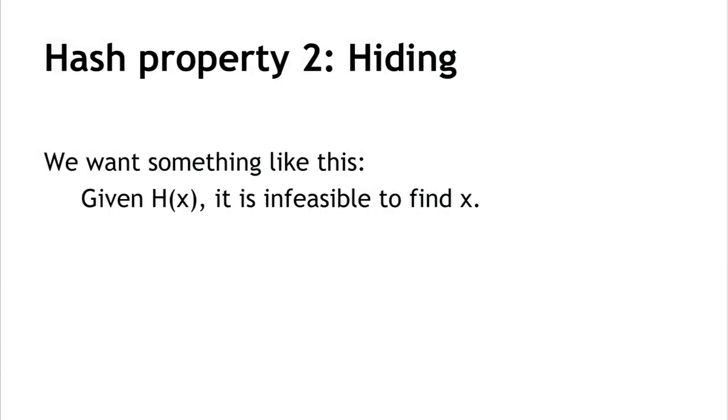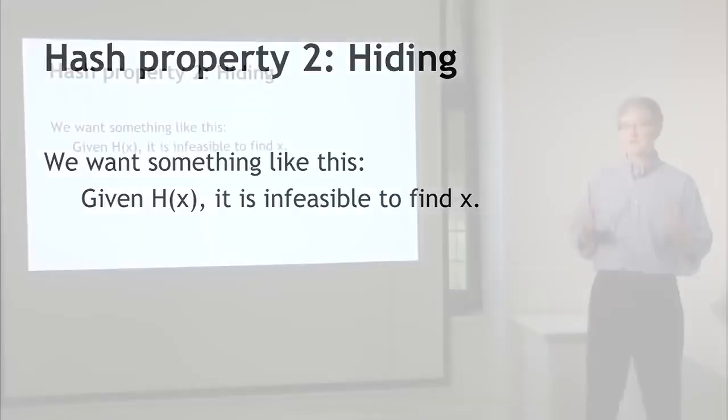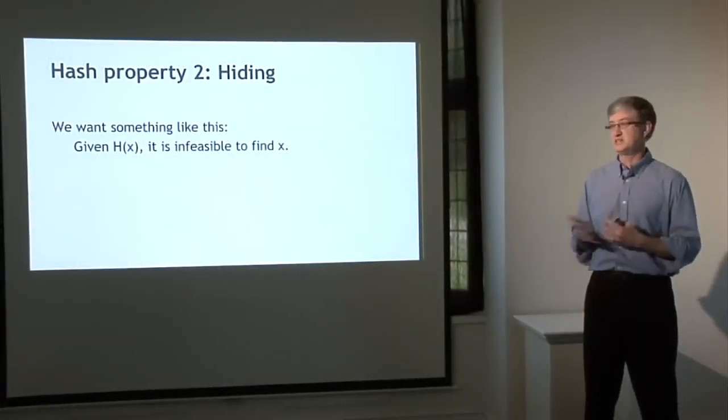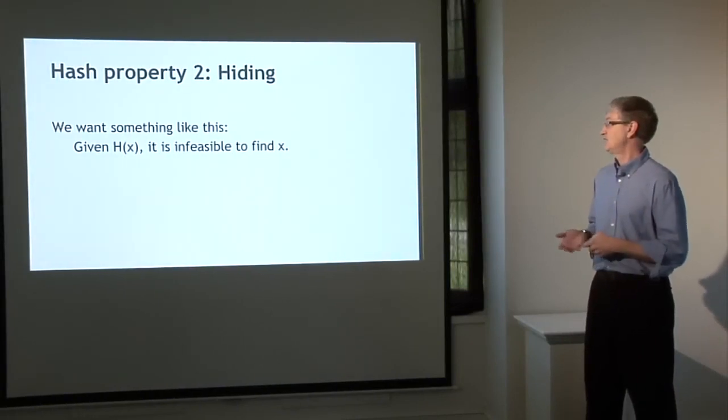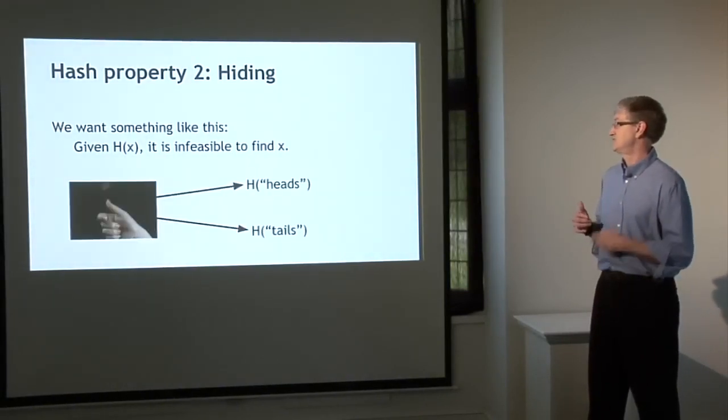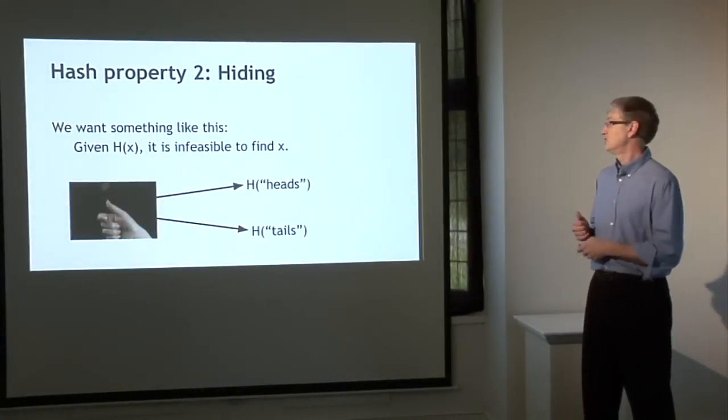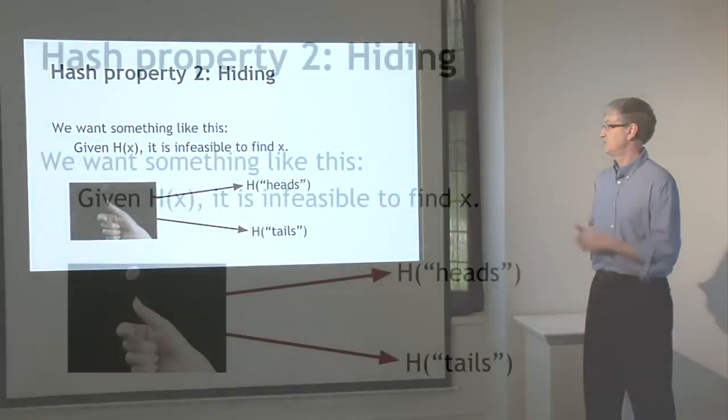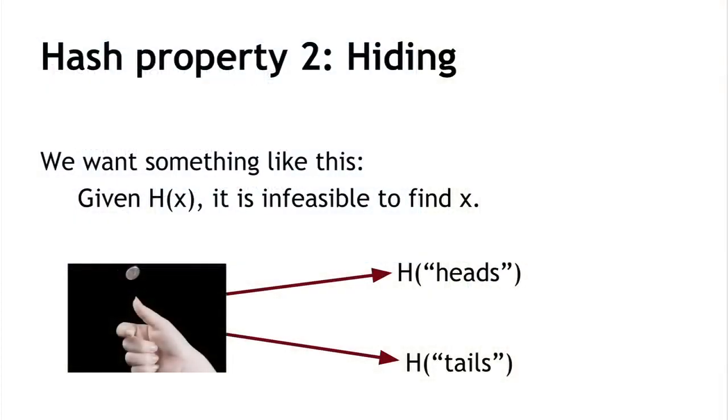The property that we want is something like this: if we're given the output of the hash function, there's no feasible way to figure out what the input x was. The problem is that this property doesn't exactly hold. To understand why, let's look at this example. We're going to do an experiment where we flip a coin, and if the result was heads, we return the hash of the string heads, and if the result was tails, we return the hash of the string tails.